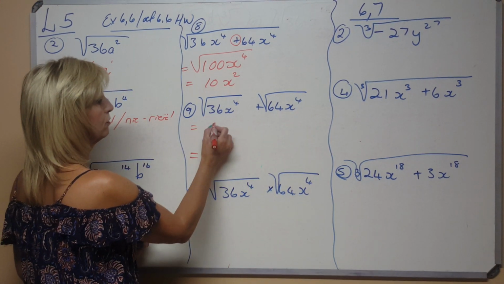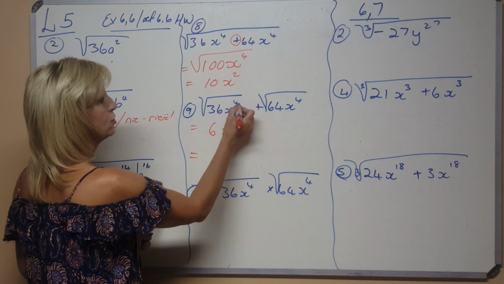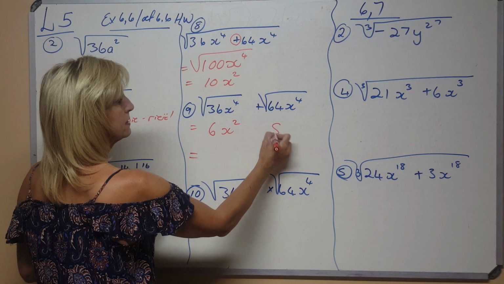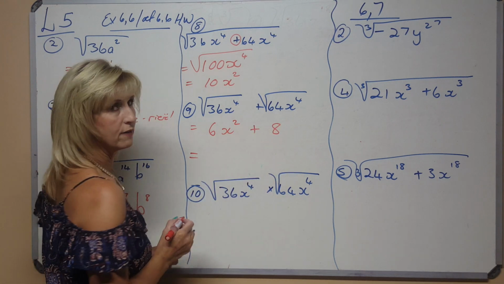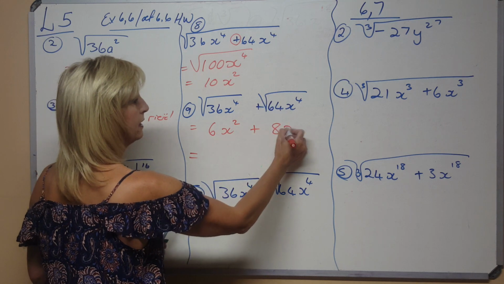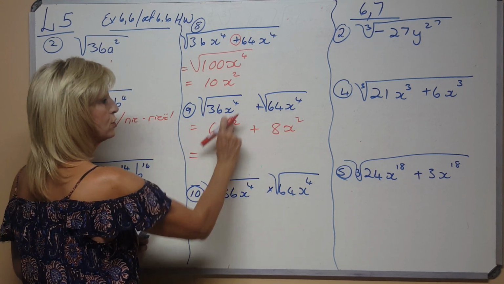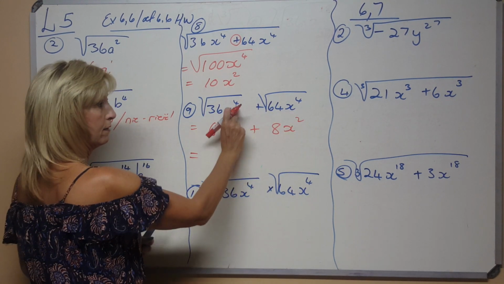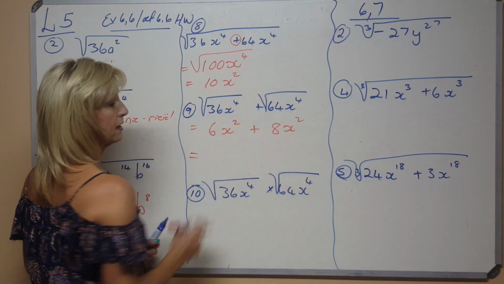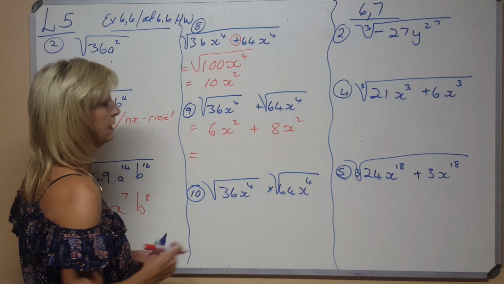So jy gaan sê, vierkantswortel van 36 is 6, x tot die mag 4 gedeel deur 2 is 2. Vierkantswortel van 64 is 8, en onthou, the plus stays the same, and then x to the power 4 divided by 2. So, square root, square root, square root, square root. The rule is exponent divided by root size. En dis nie jou uiteindelike antwoord nie.